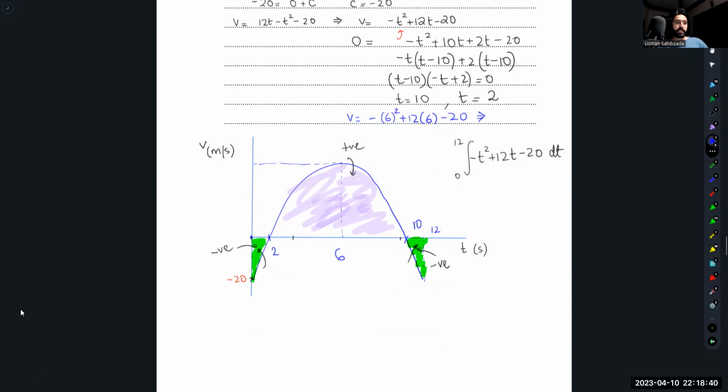These aren't triangles. These are... because it's a curve, Wahaj, it's not a triangle. It's a curve below the x-axis. Yeah, I know what you mean.